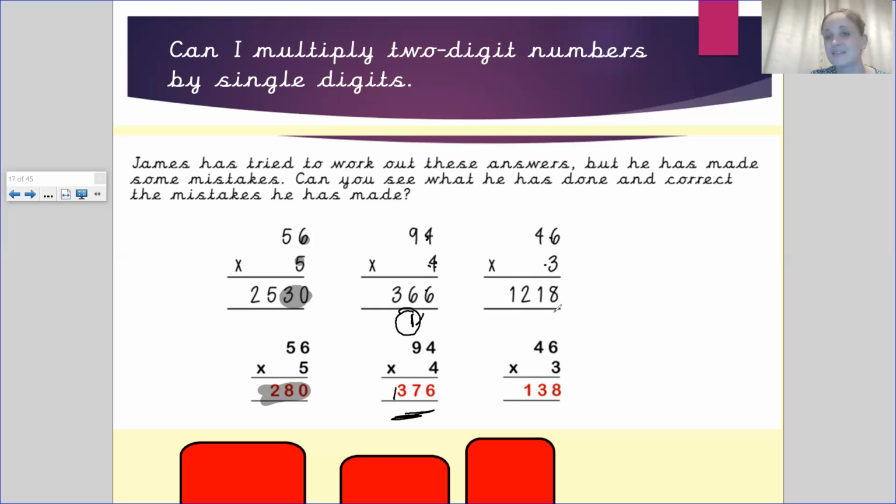The last question says 46 times by 3. 6 times 3 is 18, which he has got, but he has also done this incorrectly in that he should have then done, I'll write it over here, 46 times by 3. He would have gone 6 times 3 is 18, with 10 going there, and 40 times by 3 is 120, plus the 10 would have made it 138.